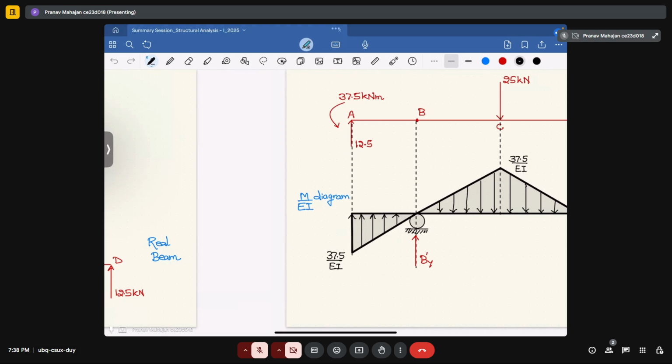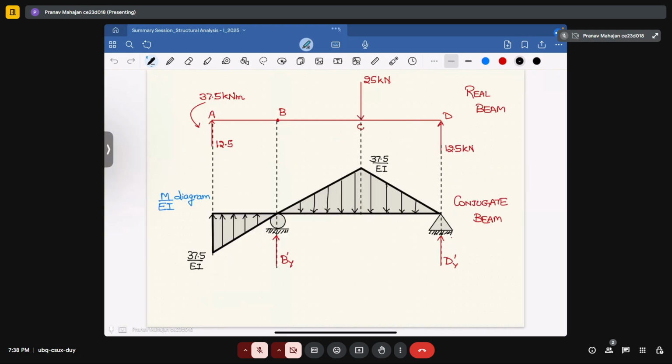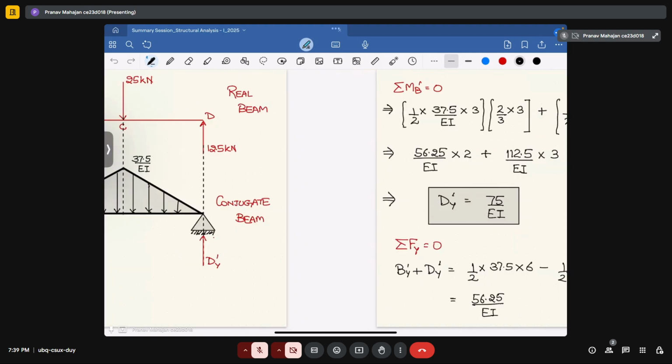So whatever bending moment diagram we are expecting in this case has become the loading for the conjugate beam, and the rest are the conventions for the supports, which we have already discussed: roller support will become hinge support, fixed support will become free support, and internal hinge will become roller support. Applying all the conventions, we then calculate the unknowns first, that is, the reaction values.